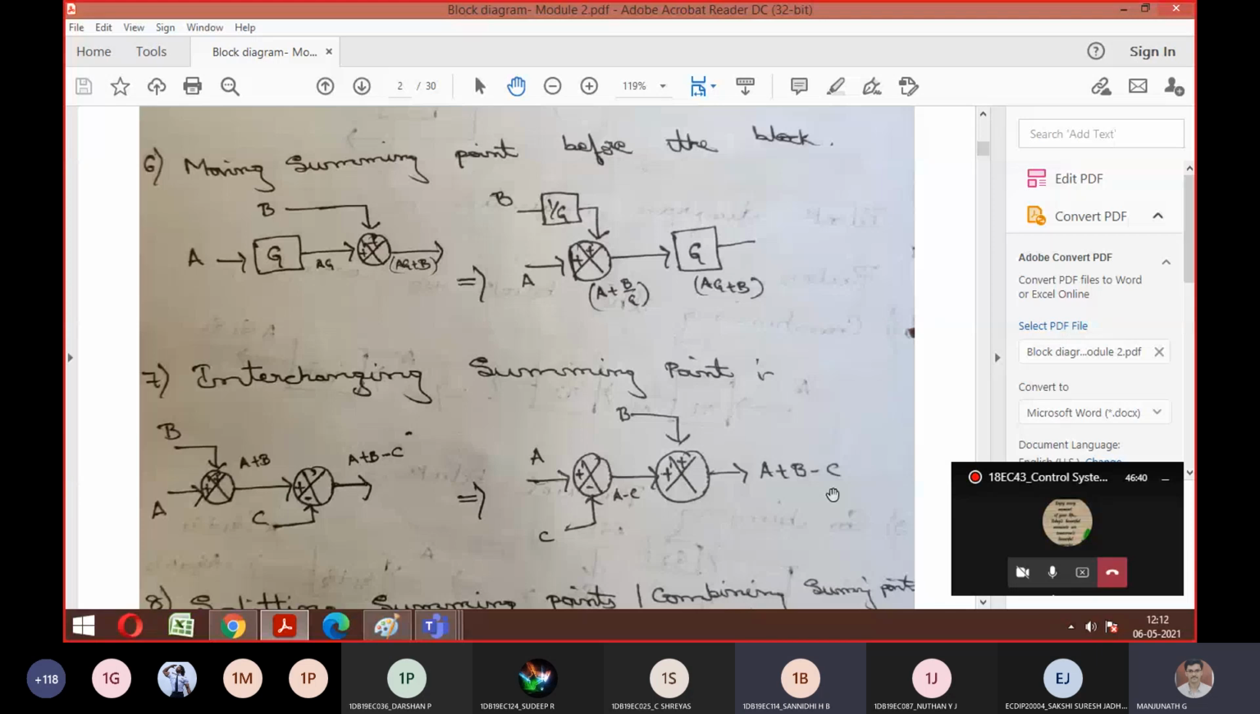You understand 100% when you solve the problem, but you should be knowing that if the scenario comes like this, then how to proceed with the problem is what we are learning now. So interchanging of summing point, any doubts, anyone? You can swap these two, but the ultimate output should not get degraded. Is it okay to everyone? Shall I proceed?